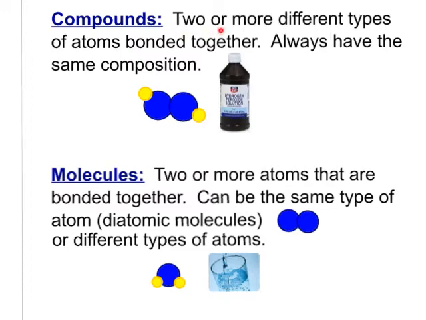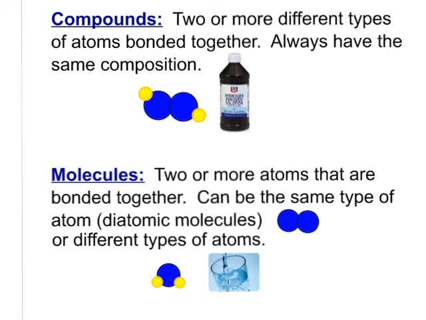Compounds always have two or more different types of atoms that are bonded together. They always have the same composition, meaning that here we have a hydrogen peroxide compound being represented. It has two oxygens bonded like that and two hydrogens on each end of those oxygens. If we were to have another hydrogen peroxide compound, it would look just like that. It would have the same composition. So that's what that means there.